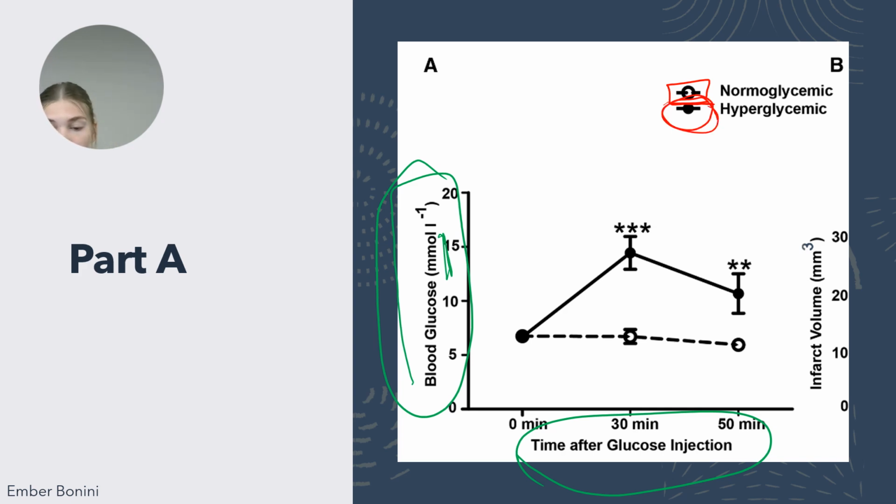And so figure A is looking at the impact of blood glucose levels over a period of time. In this case, we're looking at the 0 minutes, so that's before our injection. We're going into 30-minute intervals, and then again after the 50-minute intervals. And then from here, as we can see, if we go in a line with that 30-minute one, obviously this line isn't covering it, just so you can still see which one's the normal glycemic and which one's the hyperglycemic.